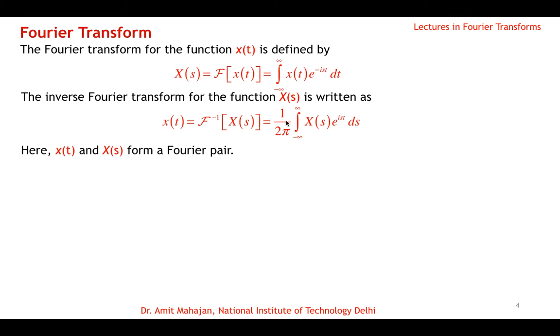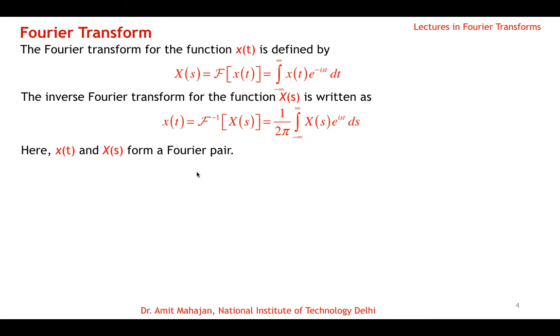The coefficient of this integral is 1, and the coefficient of this inverse integral is 1 by 2 pi. You can also take 1 by 2 pi in the first integral and 1 in the second integral. What we mean to say is that the product of the coefficients of these two integrals should be 1 by 2 pi. So you can also take 1 by root 2 pi here and 1 by root 2 pi here. In different books you may find different notations. The only thing is that the product of the coefficient of this integral and the coefficient of this integral should be 1 by 2 pi. So this is one result.